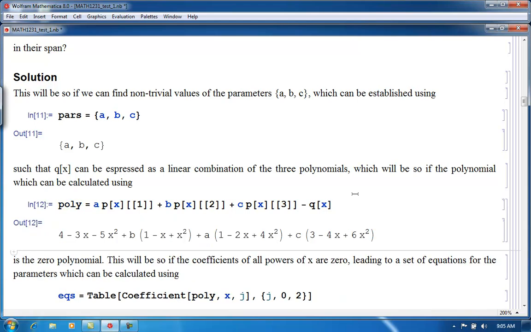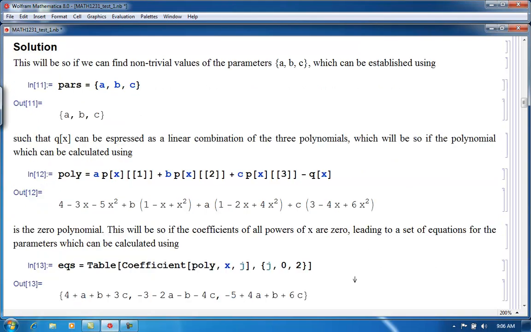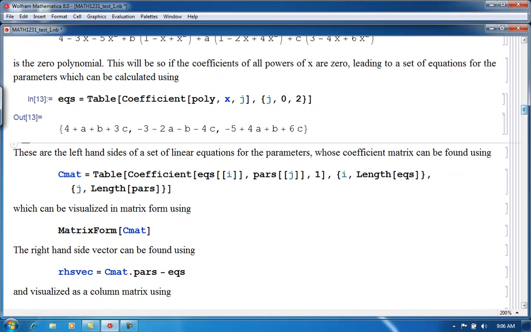So let's do that, and that will be the case if the coefficients of all the powers of x in this expression here are 0. So we can collect those. So we look at the power of x to the power j in this polynomial for j equals 0, 1, and 2, and collect those. And we can see, and these have to be 0, so we can see that these are three linear equations for a, b, and c. So let's try and solve those.